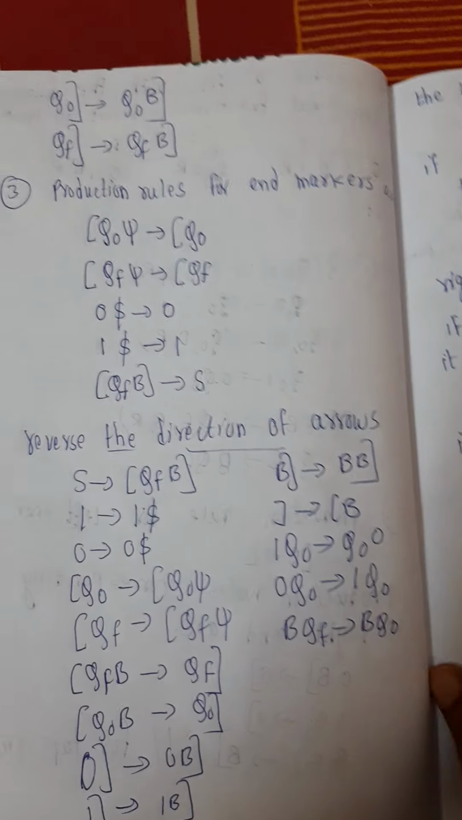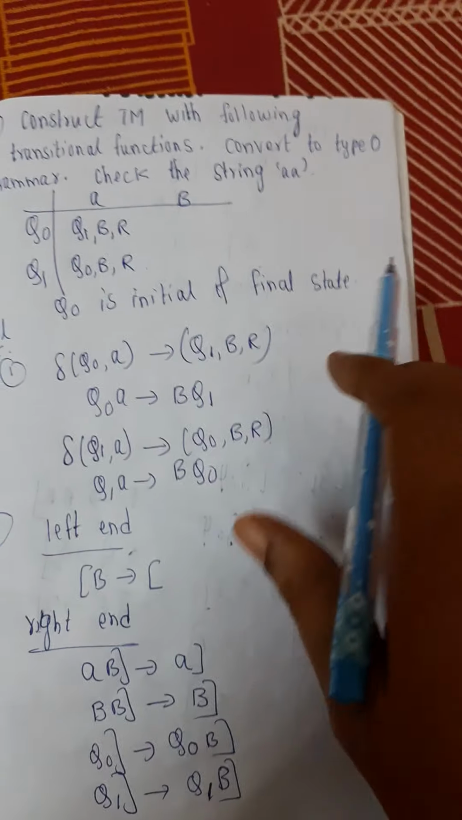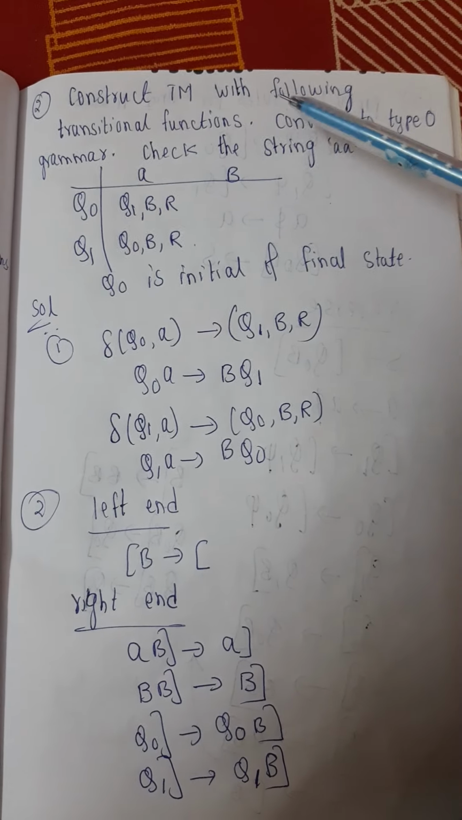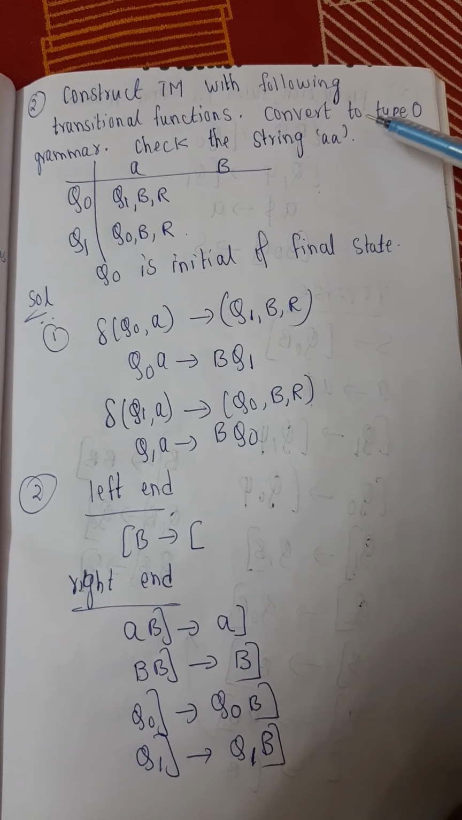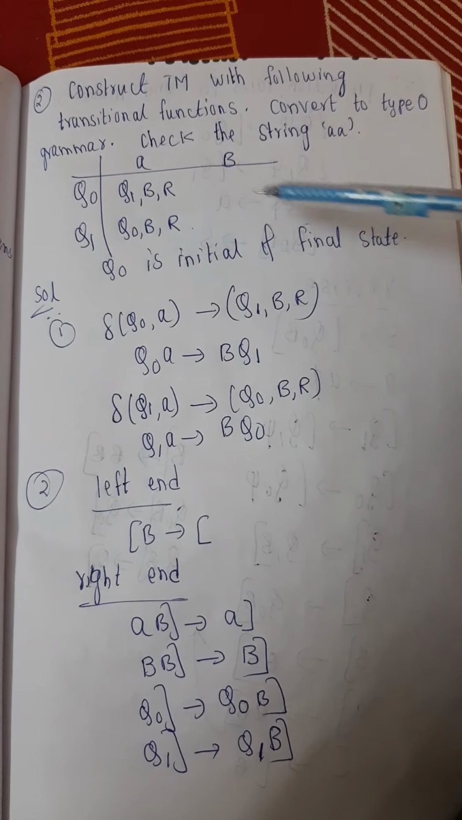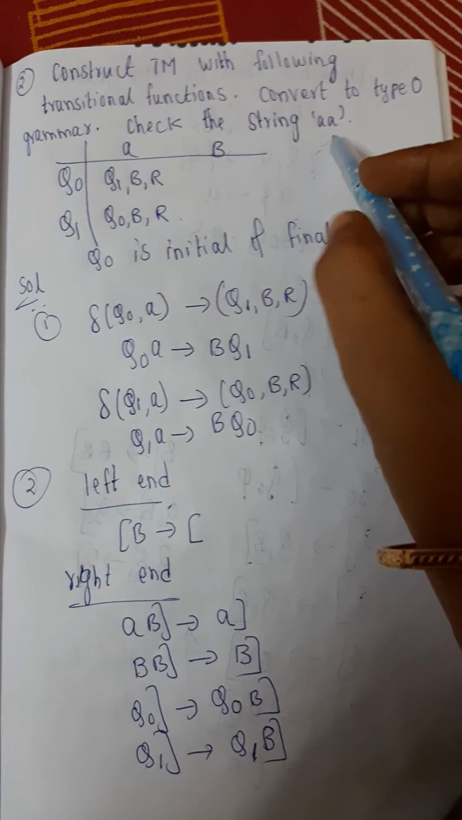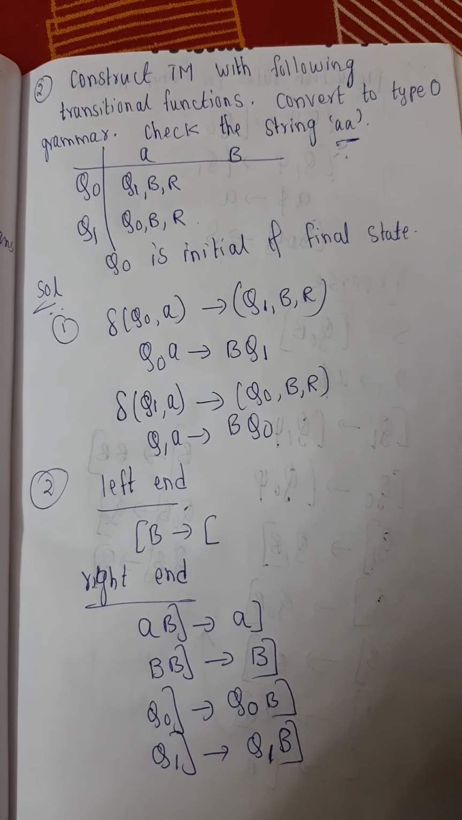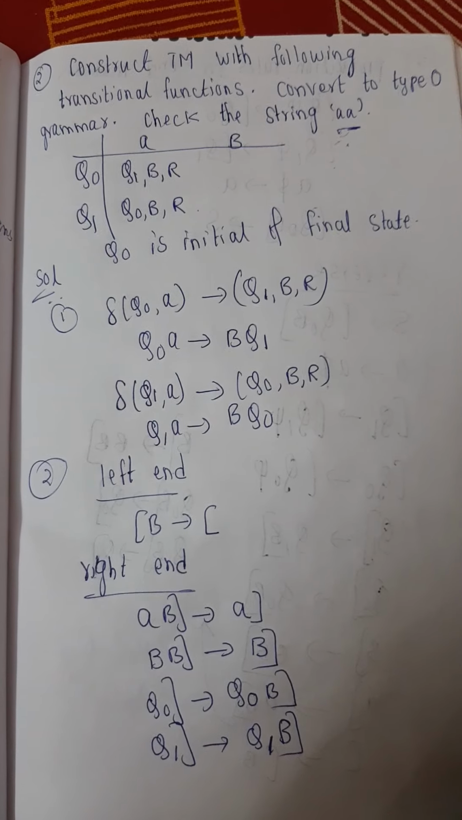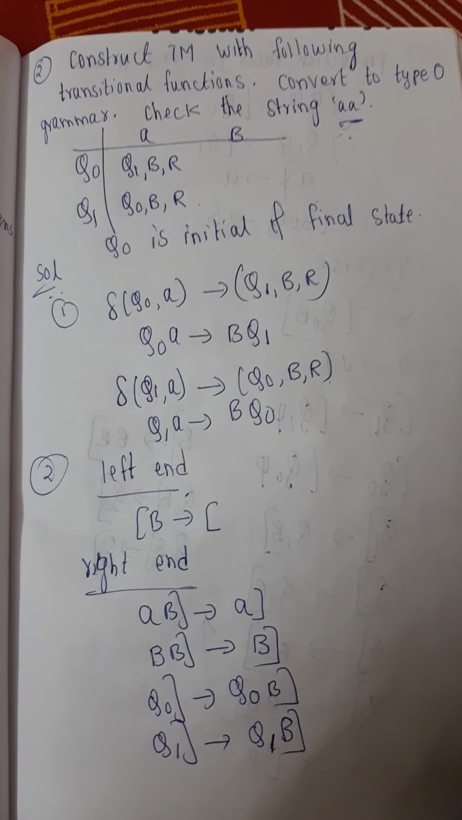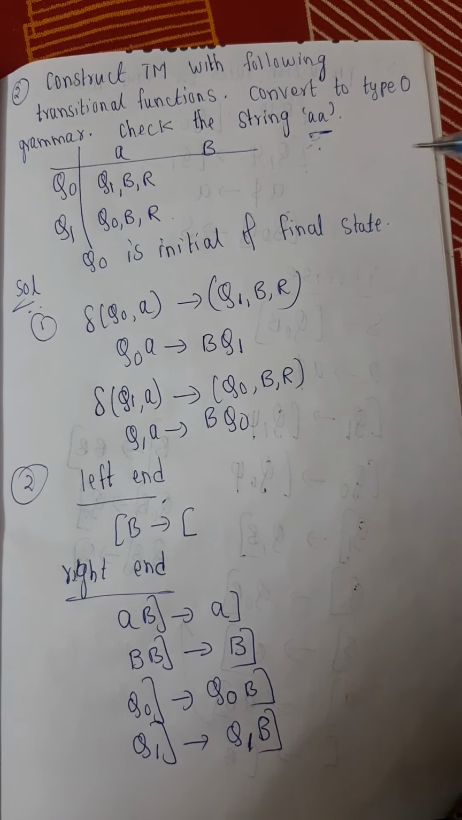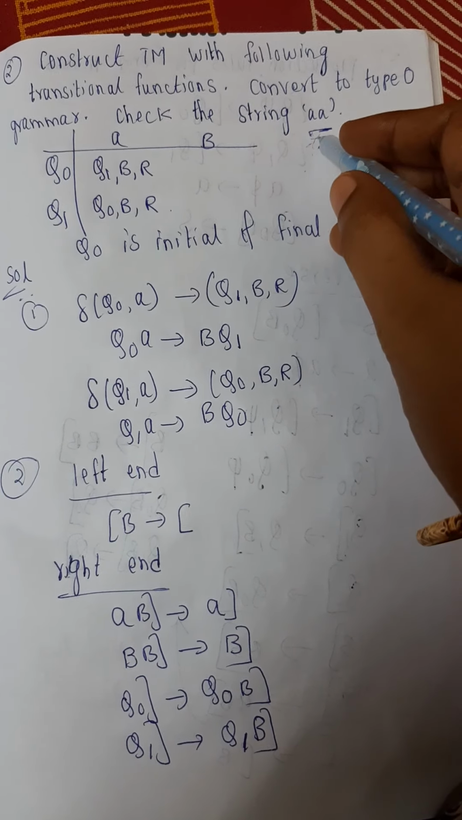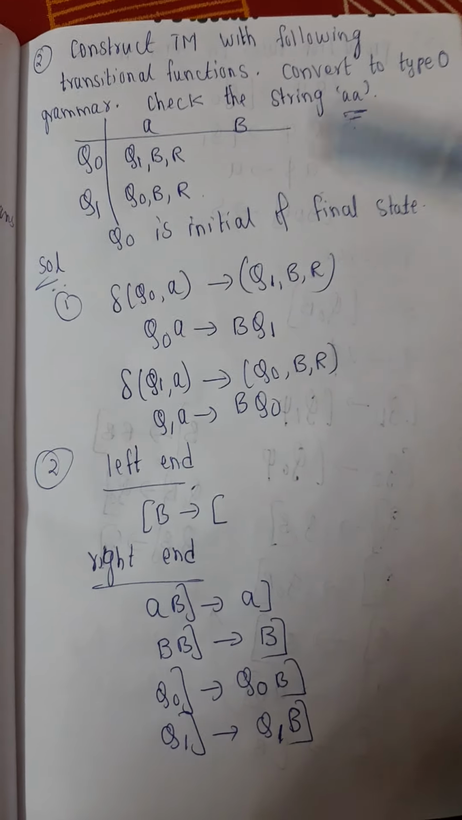I'll take an example here. This is our example: construct a Turing machine with the following transitional functions, and convert to the type 0 grammar. And we have to check the string AA. The meaning is that whatever productions we get, that means the type 0 grammar we get, for that we have to generate AA. Okay, now let us start.